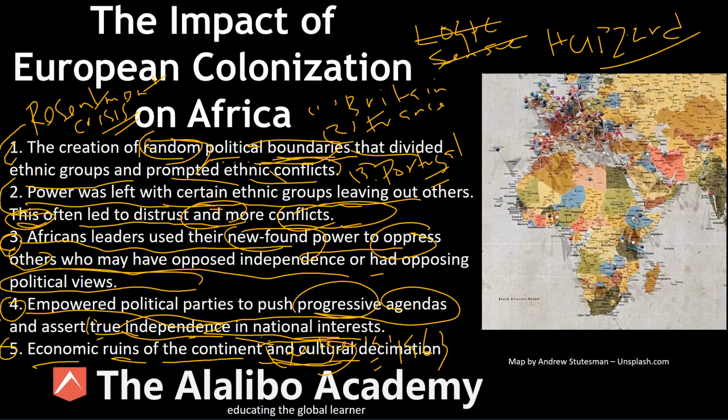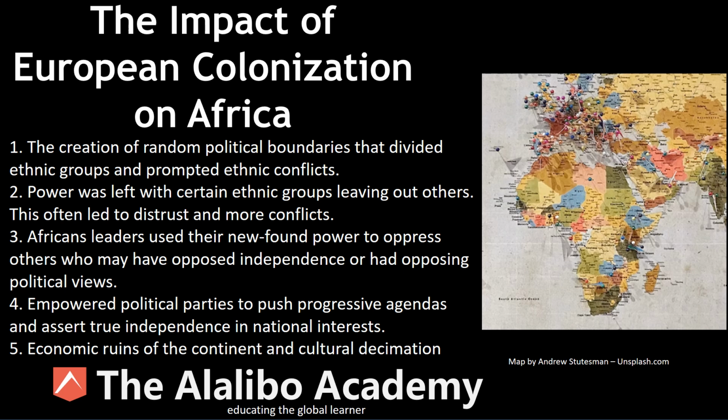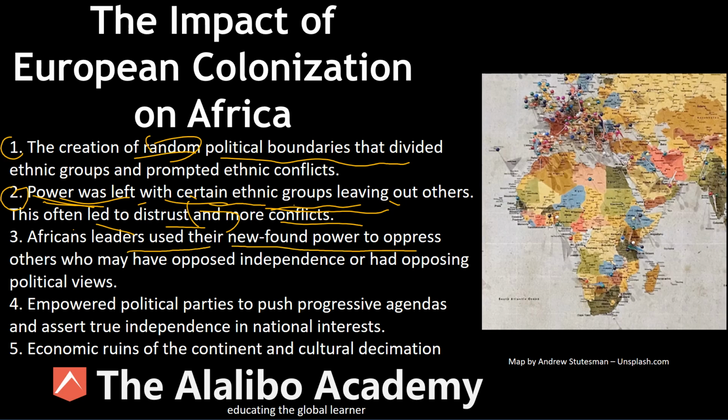So once again, the 5 key impacts: the creation of random political boundaries, the first one. Let's clear this off. So the first one, once again, is the creation of political boundaries, random, and this is the key word here, random political boundaries that divided ethnic groups. Now let's go to the second one. Power was left with certain ethnic groups, leaving out others in the process. And these often led to distrust and more conflict.